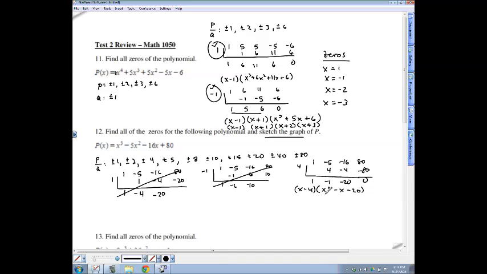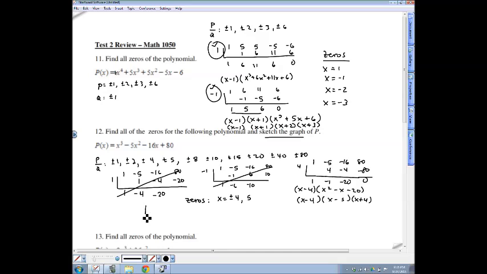And again, this is kind of nice. This quadratic factor here, x squared minus x minus 20, can be factored into x minus 5 times x plus 4. So the three zeros are x equals 4, negative 4, and 5.